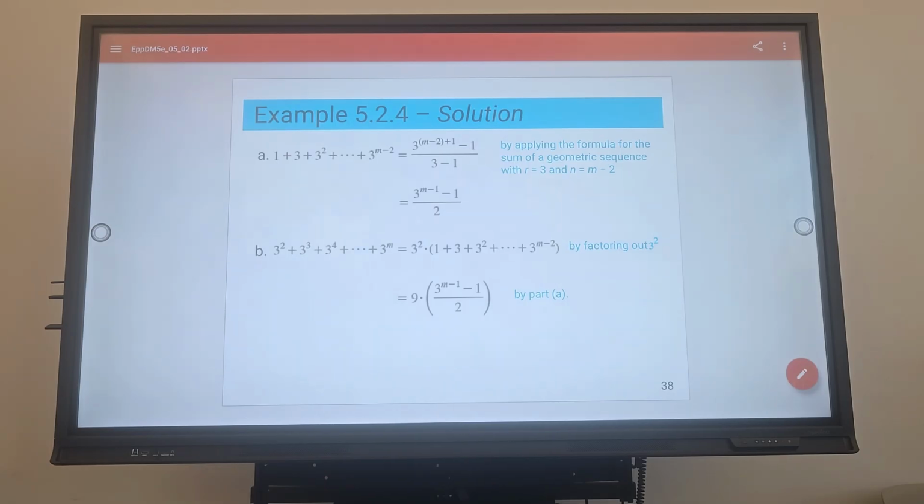And in the second one, you can factor out the 3 squared, the first term, to get that to equal 1, and 3 for the second term, and 3 squared for the third term, all the way up to 3 to the m minus 2. And by part A, you can say that the result is 9 times 3 to the m minus 1 all over 2.